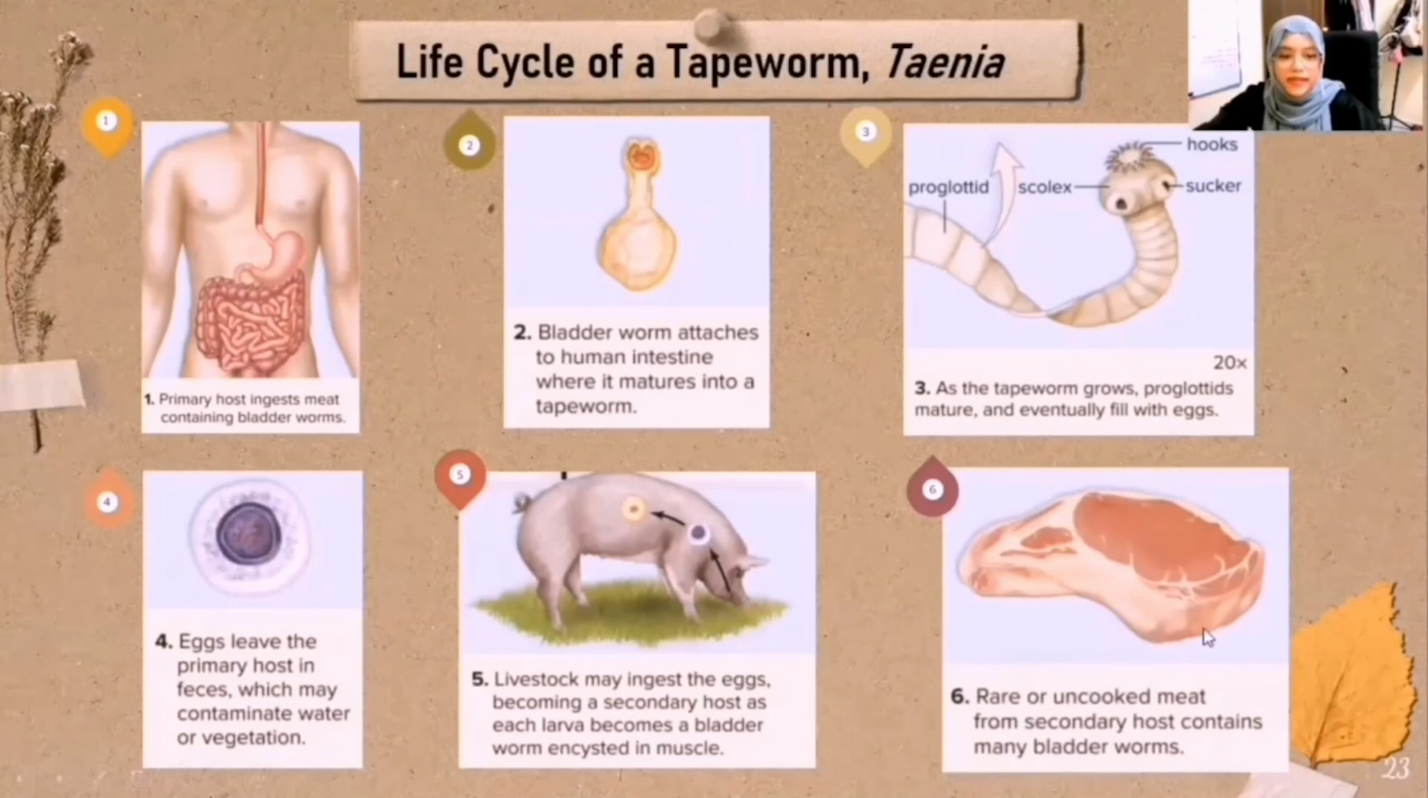So after the tainted meat is eaten, the bladder worms will break out of the cyst and attach themselves to the intestinal wall and grow to adulthood. Then the cycle will begin again. Generally, tapeworm infections will cause diarrhea, weight loss, and fatigue in primary hosts.